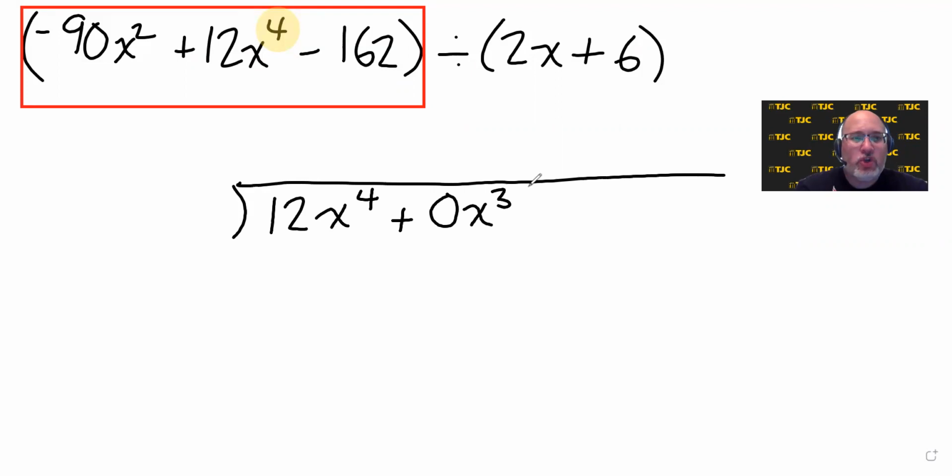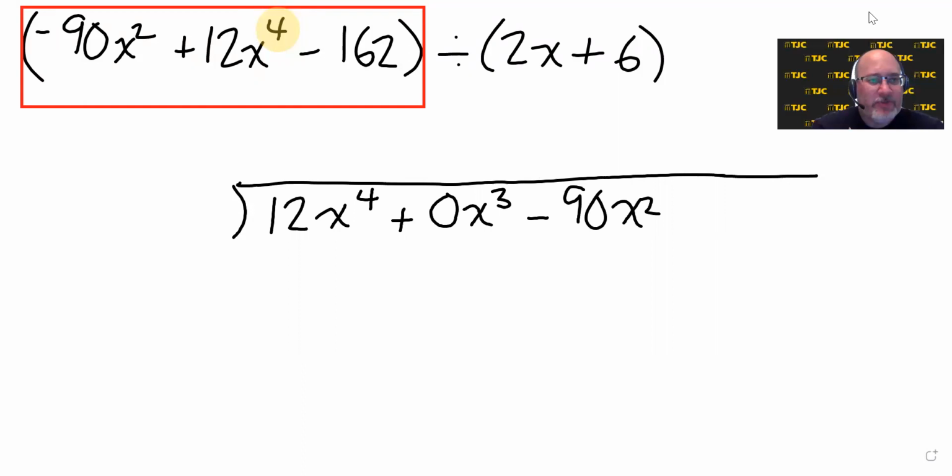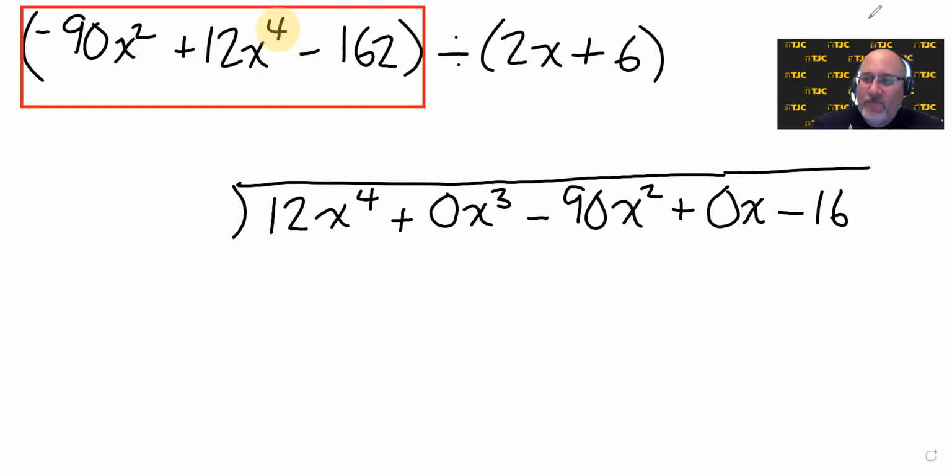Followed by an x squared term, and the x squared term in the dividend is negative 90x squared. Followed by the x term, and the x term is missing. There is no term with just an x. So just like the missing third power, we're going to represent the missing first power with plus 0x. You can put 0x to the first if you want to, but the one's kind of understood to be there, followed by the constant minus 162.